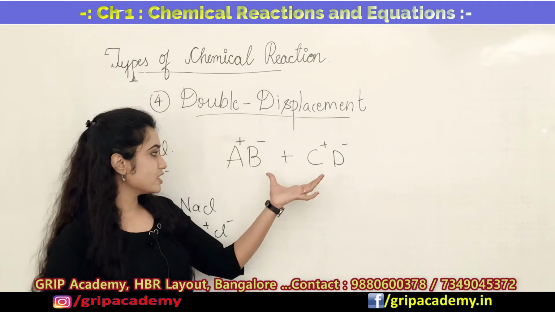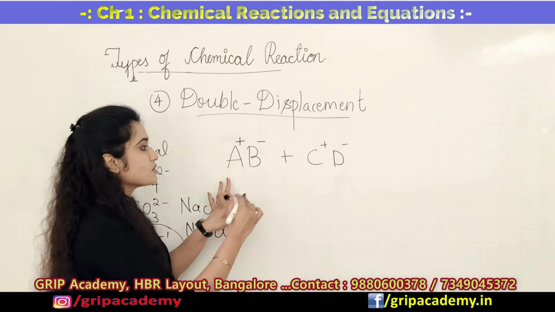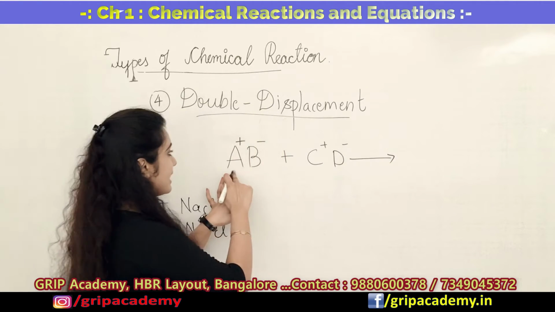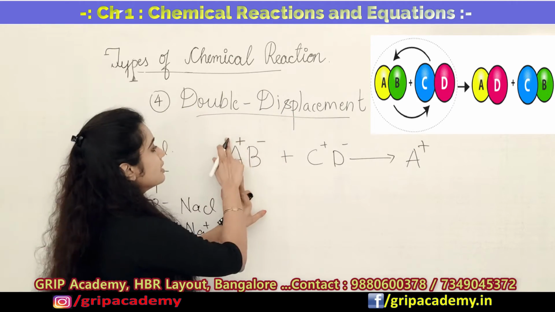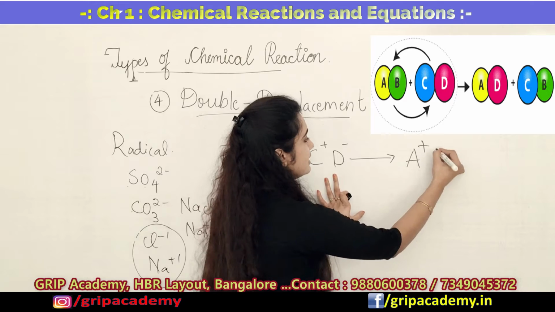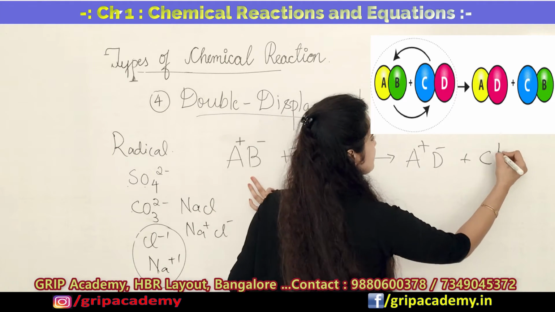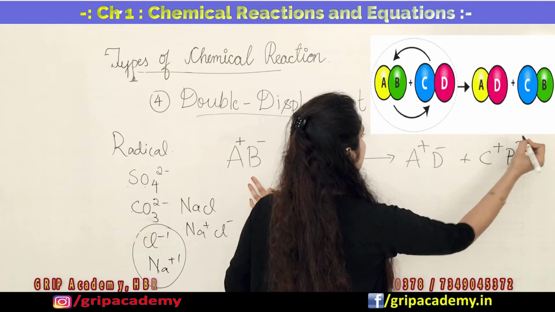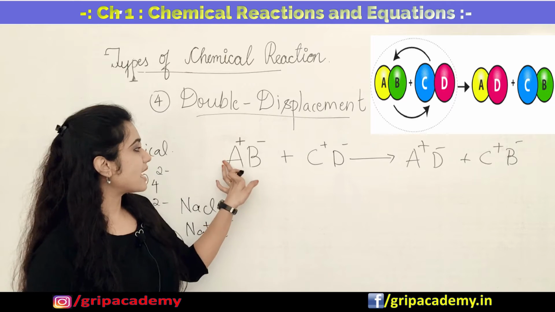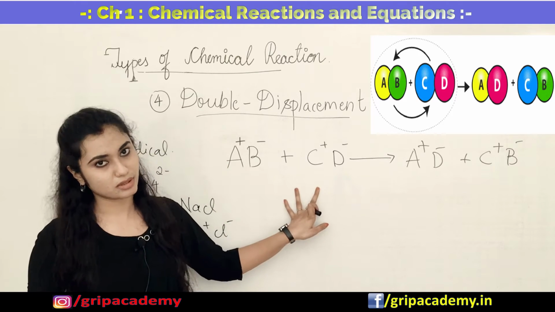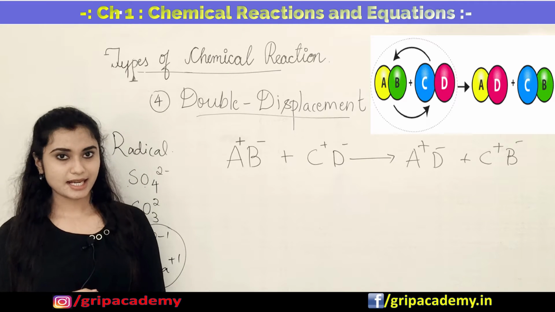So according to the definition, what happens? The compounds are going to exchange their radicals. So A plus and D minus: A is going to combine with D and C is going to combine with B, C plus and B minus. Okay, so this is how the exchange of radicals is happening between both the compounds. Now let us try to understand this by considering an example.